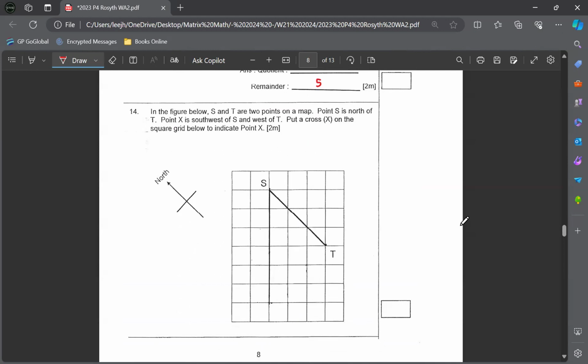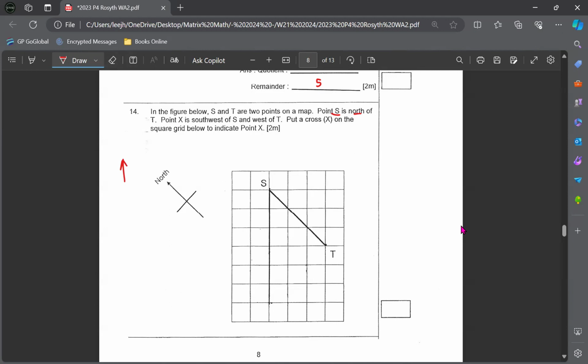question 14. In the figure below, S and T are 2 points on the map. Point S is north of point T. Okay, point S is north of T. Then it says that point X is southwest of S and west of T. Put a cross on the square grid below to indicate point X. So that means your compass will not be facing directly upwards. Okay, because point S is the north. So that means the north is here.